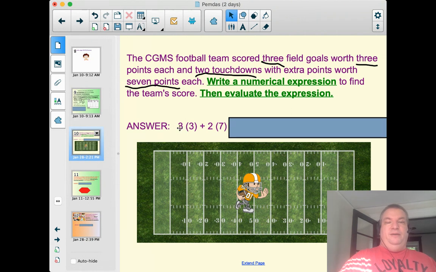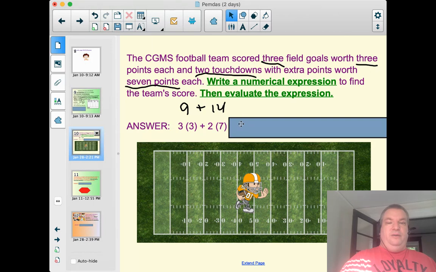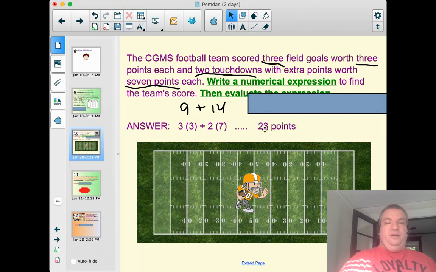So there's no other place that I scored points, so this is the expression that will tell me my points. If I'm using my order of operations, again, I have to multiply first, and then I can add. So 3 times 3 is 9, 2 times 7 is 14, and I'm going to be adding 9 and 14. When I do that, I get 23 points.